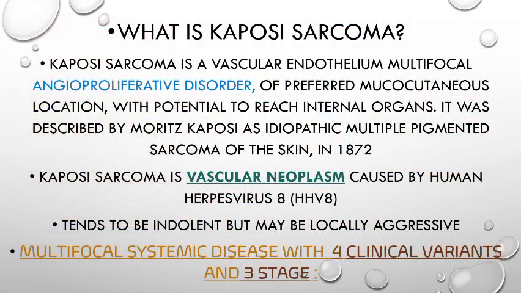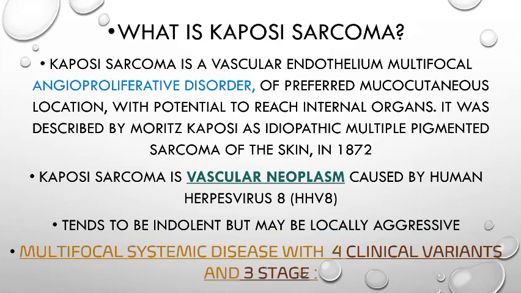What is Kaposi sarcoma? Kaposi sarcoma is a vascular endothelial multifocal angioproliferative disorder with a preferred mucocutaneous location, with potential to reach internal organs. It was described by Maurice Kaposi as idiopathic multiple pigmented sarcoma of the skin in 1872. Kaposi sarcoma is a vascular neoplasm caused by human herpes virus 8.